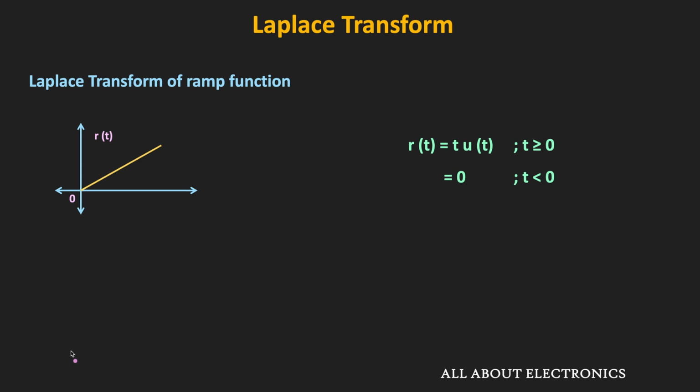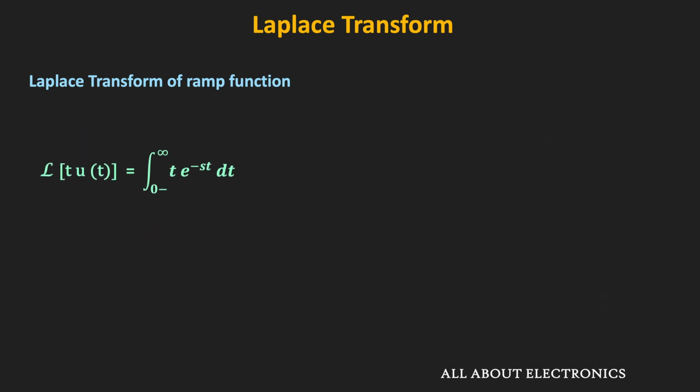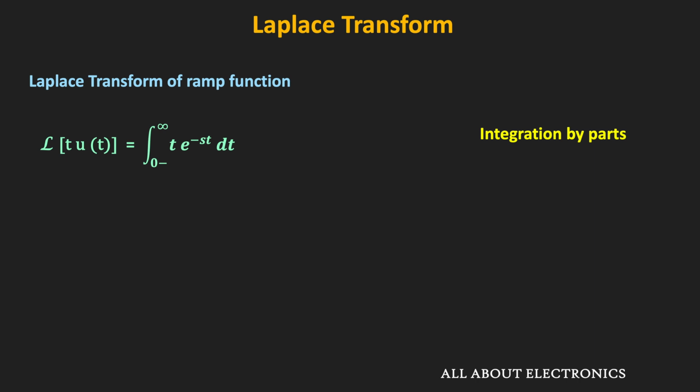So the Laplace transform of this function can be given as integration from 0 minus to infinity of t times e to the power minus st times dt, because here this u of t just indicates that this function exists for t greater than or equal to 0. So now, by using integration by parts, we will find the integration of this term.